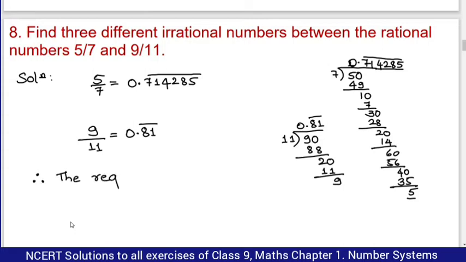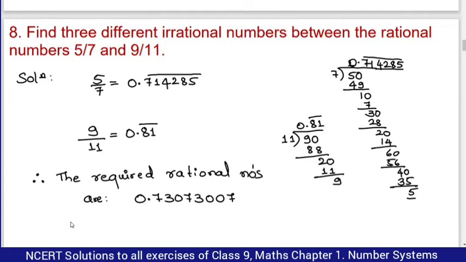Therefore, the required rational numbers are, in between these two numbers you can write 0.73, 0.7300, 0.73000 and so on, and 0.75, 0.7500, 0.75000 and so on.